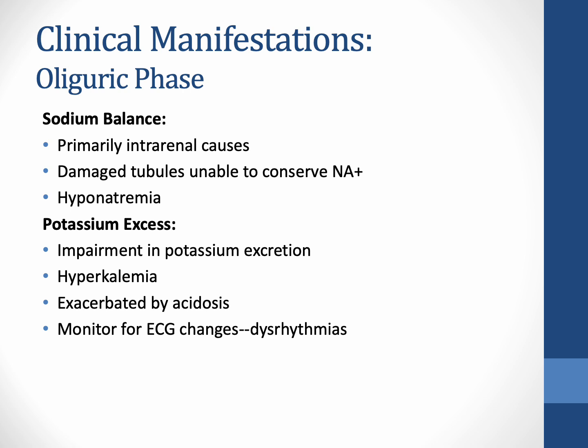Also watch for potassium excess. The reduced ability of the kidneys to excrete potassium results in hyperkalemia. The exacerbated acidosis further worsens hyperkalemia as hydrogen ions enter cells, causing potassium to move out into the bloodstream. Hyperkalemia can lead to dangerous dysrhythmias, necessitating close monitoring of cardiac function.